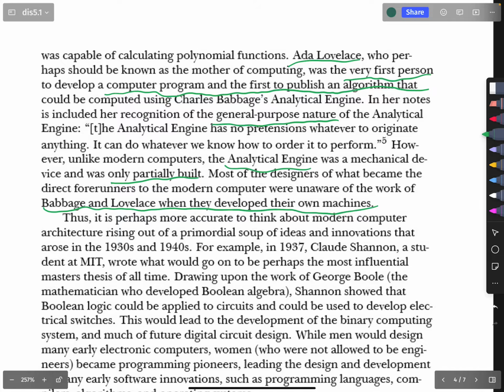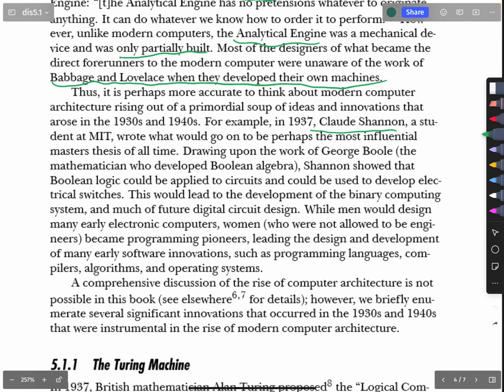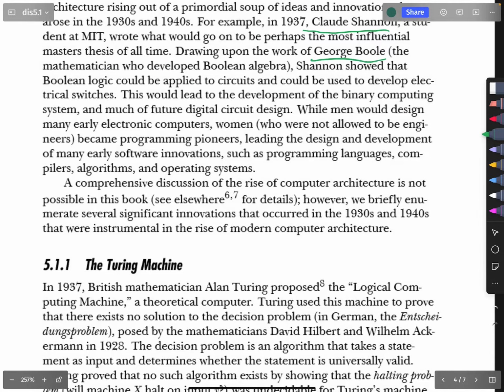Okay. Right, so then we had this later innovation of Claude Shannon, often regarded as the progenitor of information theory. Maybe one day I'll do a video series on information theory, something that I've been meaning to learn. He was building upon George Boole, from whom the Boolean values are named. From this we get binary computing, the future of digital circuit design. There were many early female programming pioneers worth appreciating.